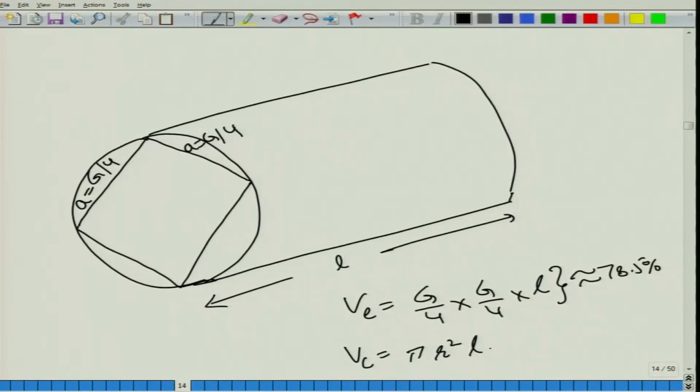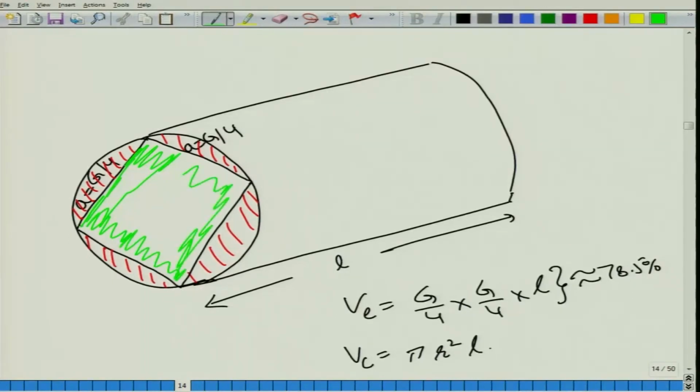And this is useful because when we use this wood for any applications, then this portion is lost in sawing operations, this portion is lost, and this portion is lost in the sawing operations. And essentially this central portion is what we are able to use. So, this is your usable portion.